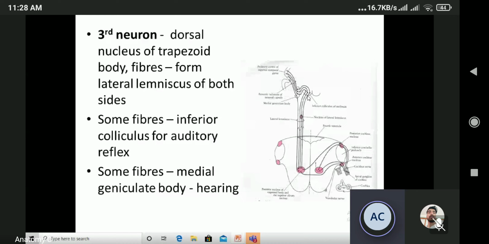Now coming to the clinical aspects here, the vestibulocochlear nerve frequently is involved along with the facial nerve, because when the skull is fractured, both are injured simultaneously.